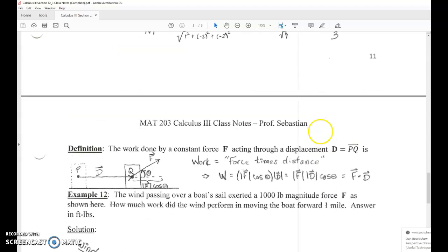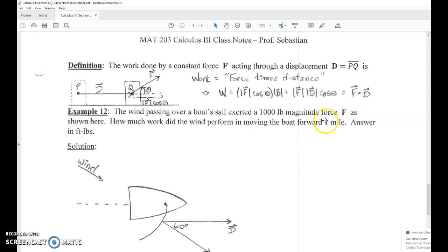So here on page 12 of our class notes, here's a quick definition of the work done by a constant force F acting through a displacement D, which is the vector PQ, is the following. So work is always, I don't know if you've had physics or you've heard this before, but work is force times distance. So in layman's terms, we put it as force times distance.